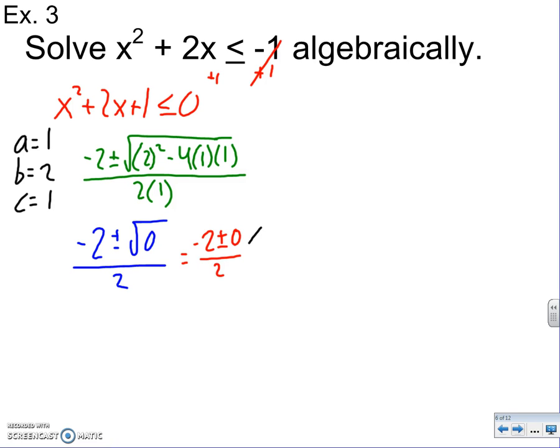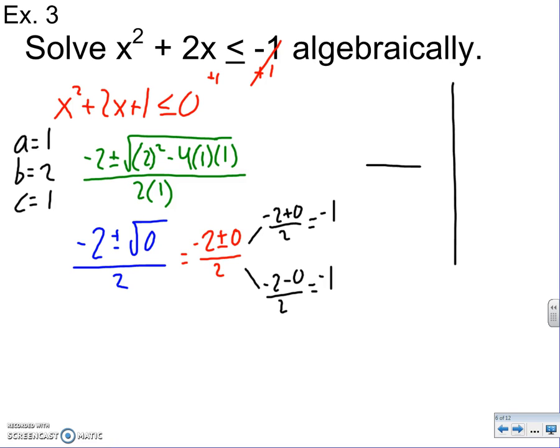If I do the two cases, -2 plus 0 over 2 and -2 minus 0 over 2, they both give me -1 and -1. So when I draw a picture here, there's a point at -1, and that's all I know. So -1's right here. There's a point there, and it's solid. But I still know the direction of my shape. Remember, U, my parabola, a is positive, is going up. All right, so here's my picture.